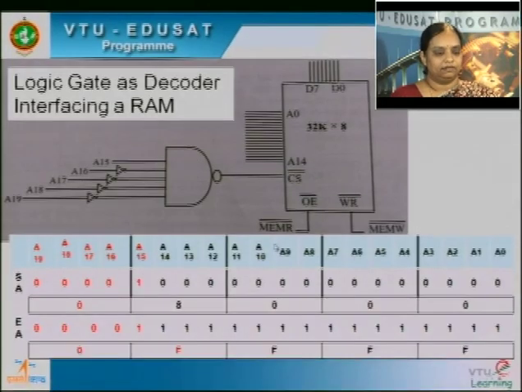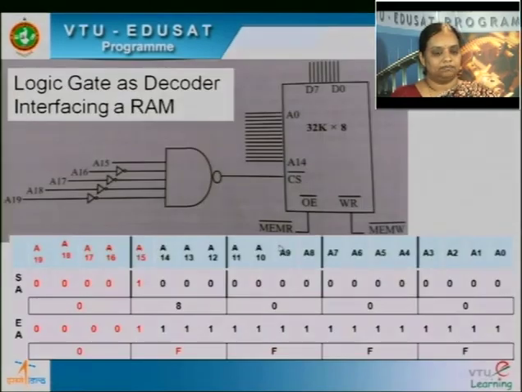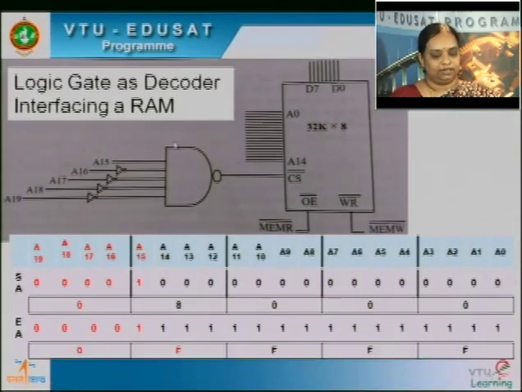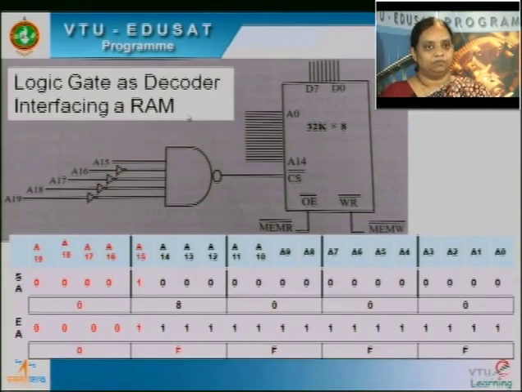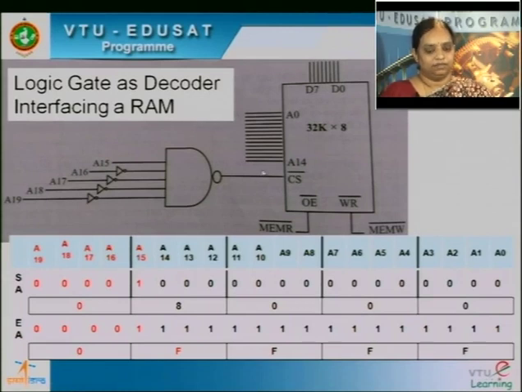Then the next example is using this logic gate as a decoder, interfacing a RAM and ROM. Specific examples from your textbook. So this is my 32K into 8, and these are the lines A0 to A14 required to access this 32K. And since it's a RAM, it will have two control signals. The two control signals are output enable and write bar. Both of them should be given to memory read and memory write respectively.